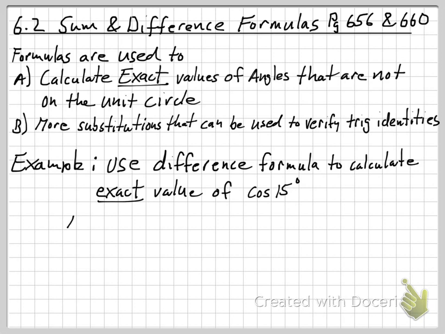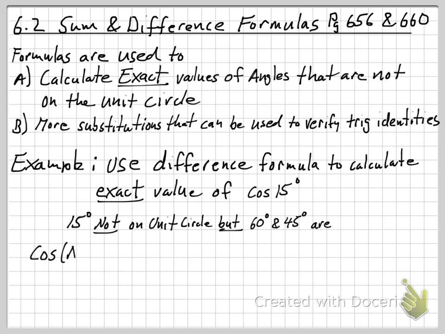That means the only exact values that we know are the ones on our unit circle. 15 degrees is not on our unit circle, but 60 degrees and 45 degrees are. So if I take 60 degrees minus 45 degrees, then I come up with that 15 degrees. That's one of my subtraction formulas, and this is what it looks like.